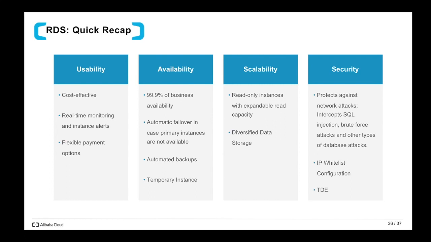For availability, we provide 99.9 percent business availability. We support automatic failover in case primary instances are not available. We support automated backups and manual backups. And also you can verify your changes before you apply them on your production database.